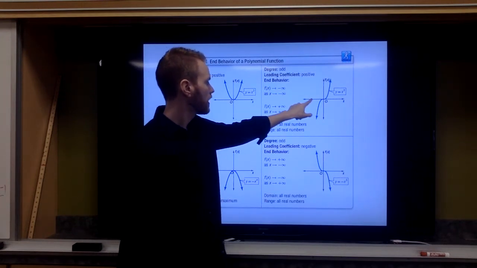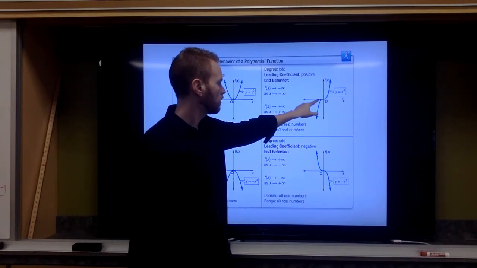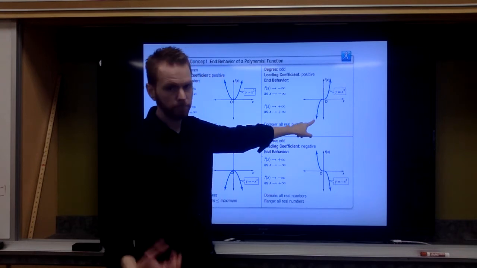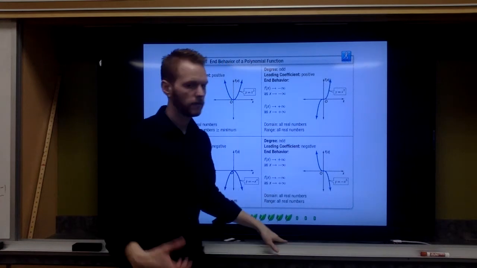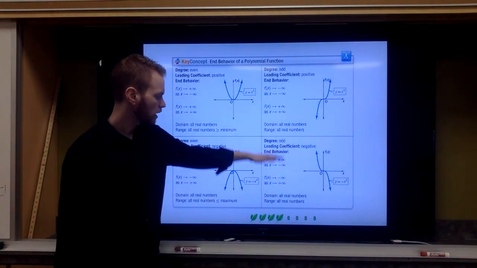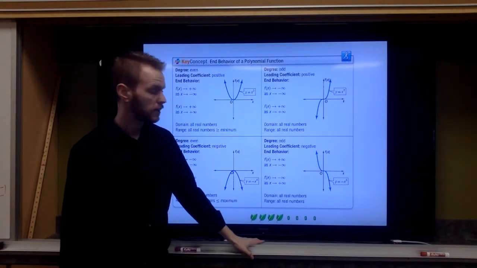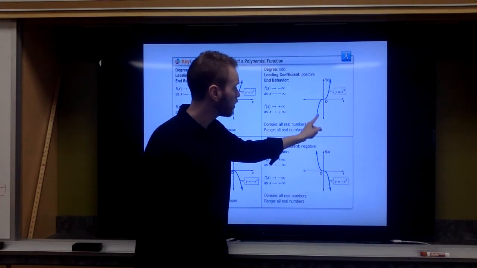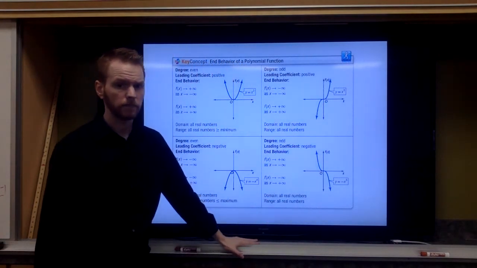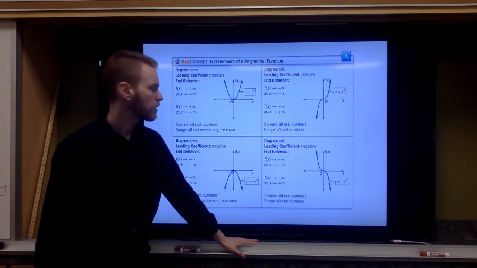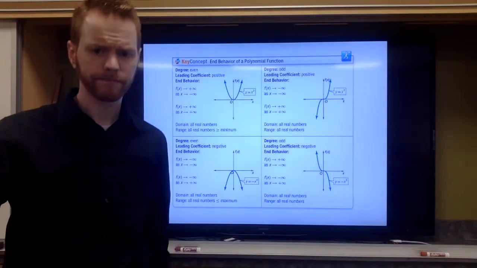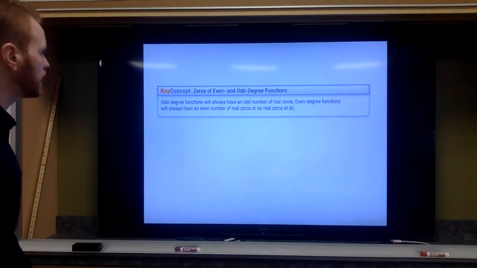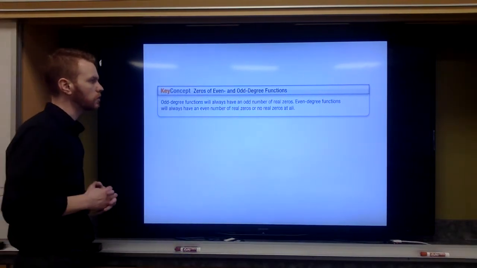Looking at this one, as x's go negative, my y values go negative infinitely. And as x values go positive, my y values go positive infinitely. Domain and range would be all real numbers for these because, as you can see, I am always going left and right here. There's really no max or min, unlike the even functions. Let's do one more thing, and then we'll do 2 examples to wrap this up. The zeros of even and odd degree functions.